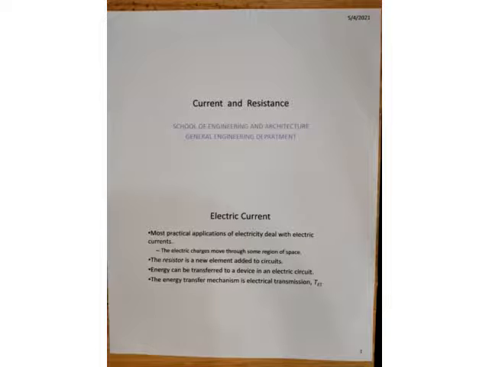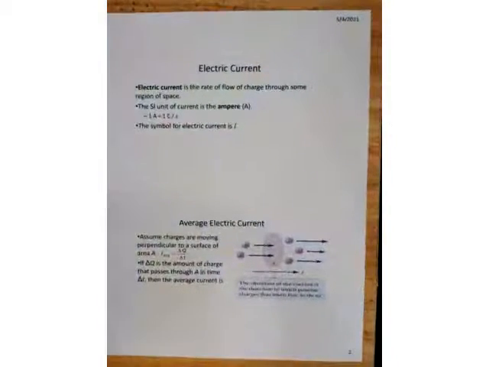That means, the meaning of current is that something is moving. And what moves in this particular topic are the charges. Okay? So, when a charge moves, we call that a current, particularly electric current. So, electric current is the rate of flow of charge through some region of space.